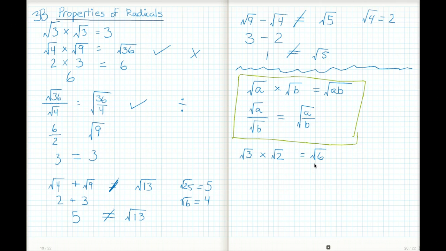Now we could put this into a decimal, but generally with radicals we leave them in their exact form, because as soon as I write down a long decimal, I have to round it off somewhere. So I'll leave it in the exact form.